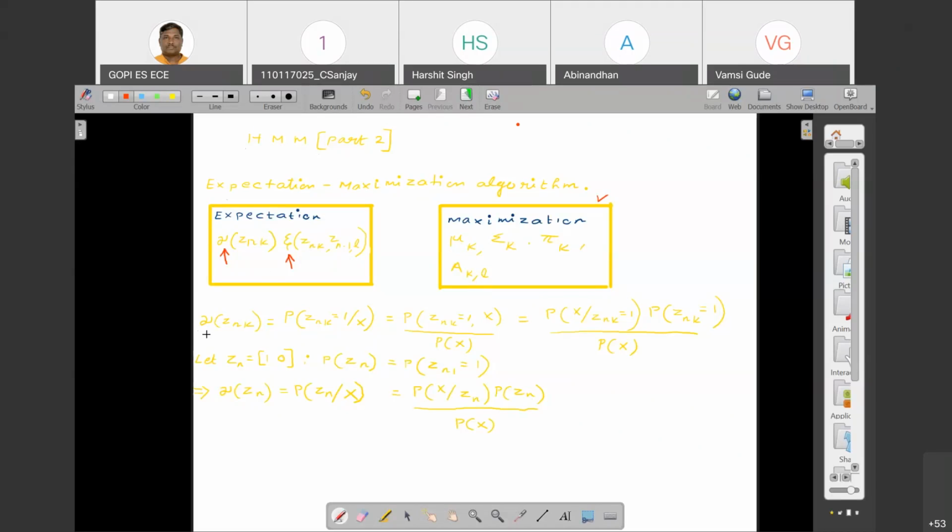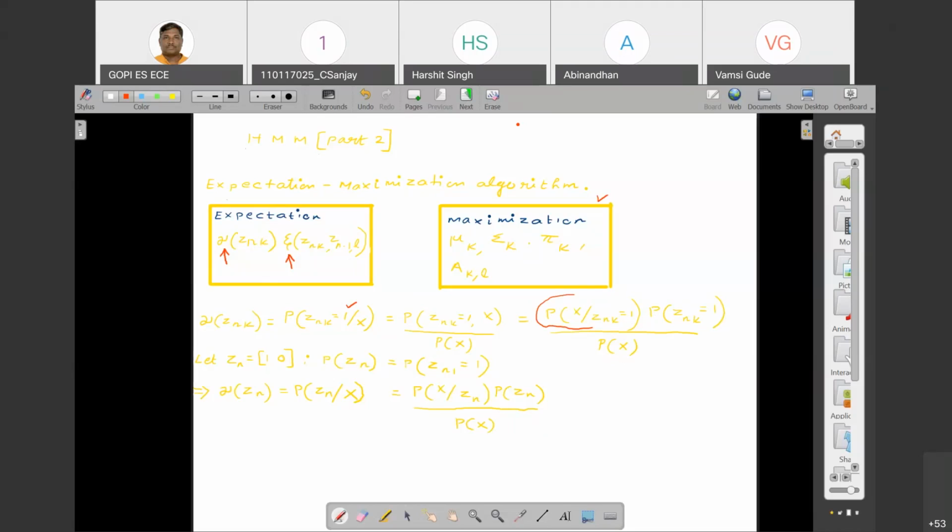As I told you, what is this gamma? Gamma of Znk is basically the probability of Znk equal to 1 given X. Using Bayes, you write the probability of Znk equal to 1 comma X, the whole divided by the probability of X, and then do the other way around. It is just a Bayes expression. So the probability of X given Znk equal to 1, into the probability of Znk equal to 1, the whole divided by the probability of X.